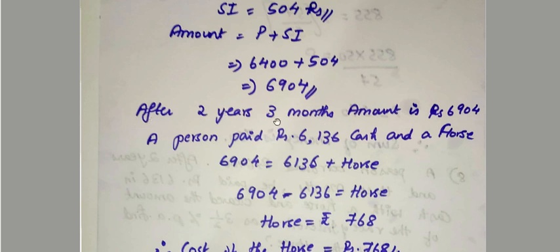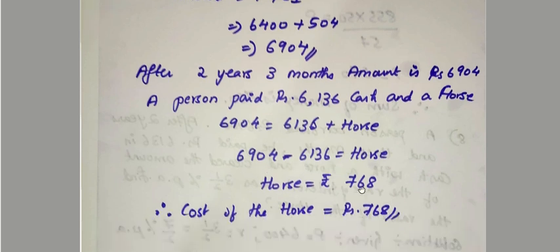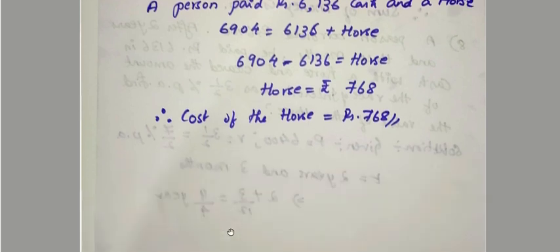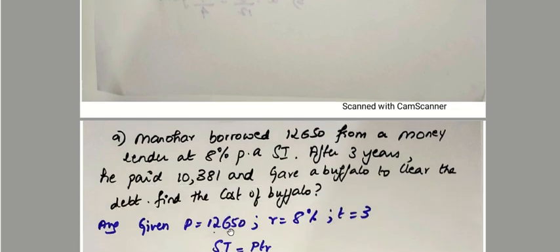After 2 years and 3 months, the amount is rupees 6,904. The person paid rupees 6,136 cash and the horse. So 6,904 is equal to 6,136 plus horse. So 6,904 minus 6,136 is equal to horse. So the value of the horse is 768. Therefore, the cost of the horse is 768 rupees.